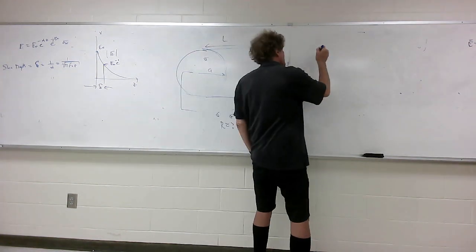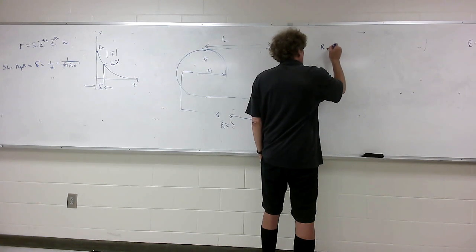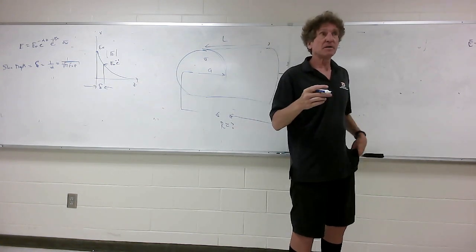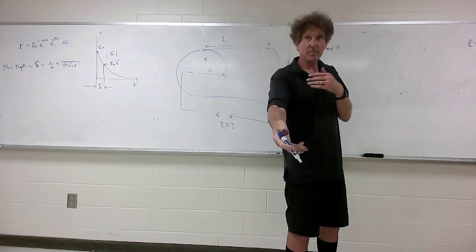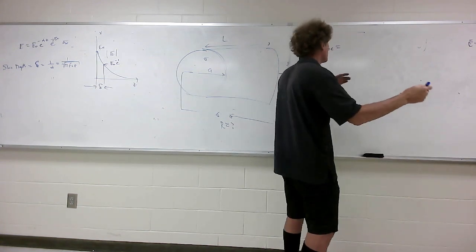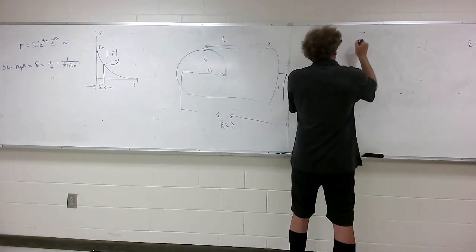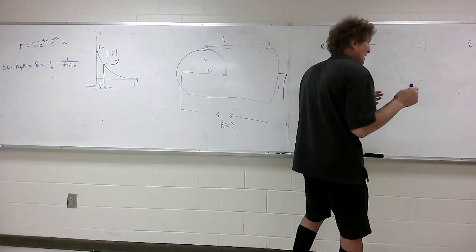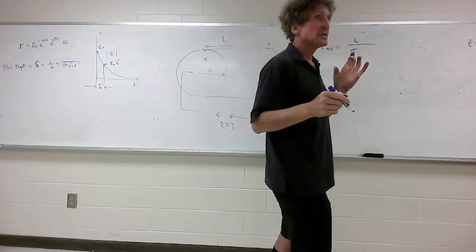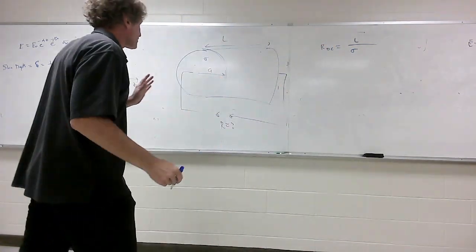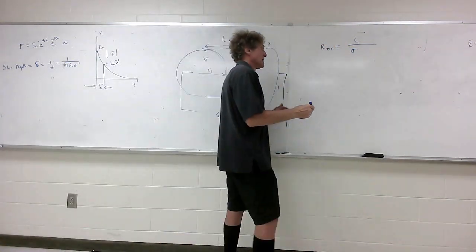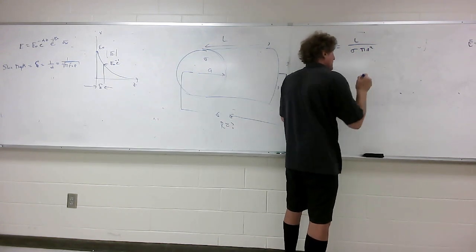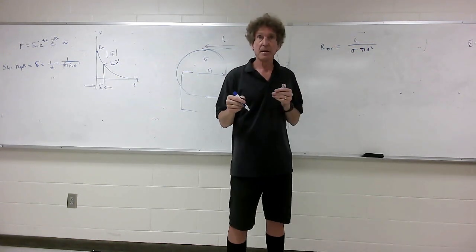Well, the DC resistance of a wire is always given as proportional to length. Do you remember doing this? It's always going to be proportional to the length of the wire, inversely proportional to the conductivity of the wire, and then inversely proportional to the cross-sectional area. The cross-sectional area for this would be pi a squared. Does that make sense to everybody?